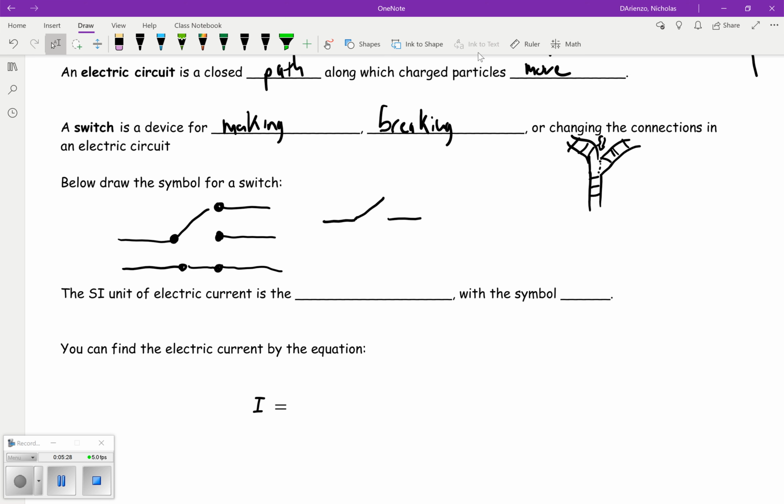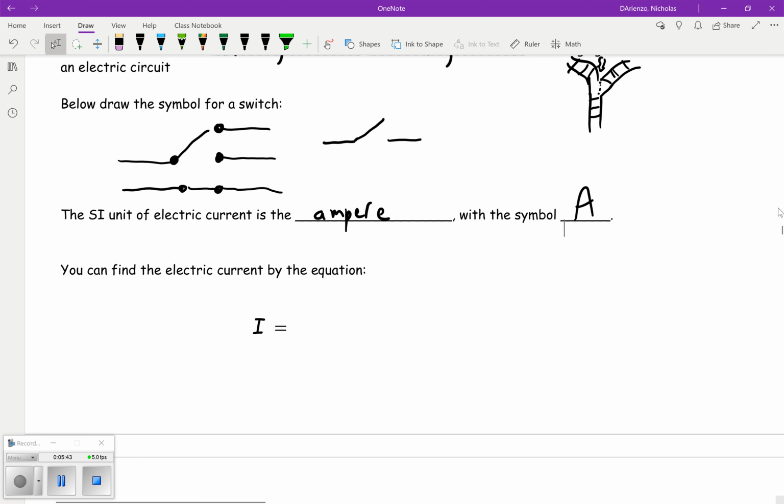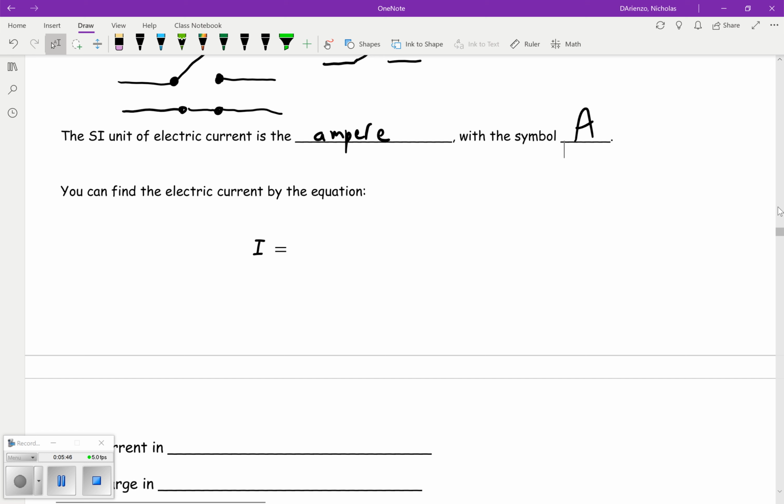Now, our SI unit of electric current is what we call the ampere. We more commonly refer to that as an amp, represented by the symbol capital A. And we can find current given the equation I = ΔQ/t, which really is the rate at which charge is passing a given point over time.